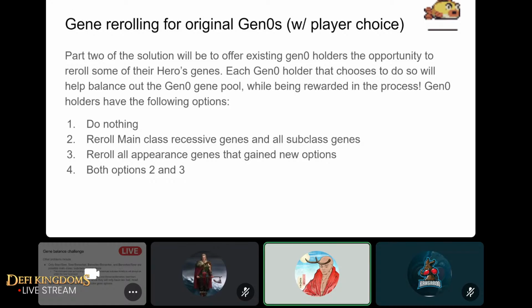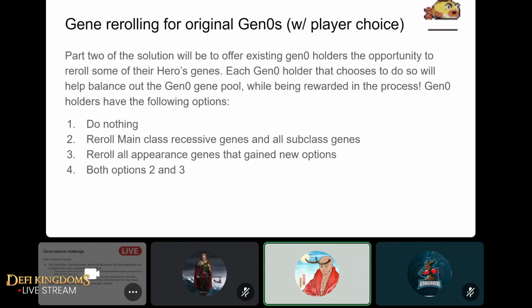new options. So there are many that have not received new options, like eye color and skin color, which do not have new genes. Gender doesn't have anything new either, so those will not be changing. But anything that is getting something new, we're offering the opportunity to reroll. And then the final option is to reroll all of the genes that can be rerolled.